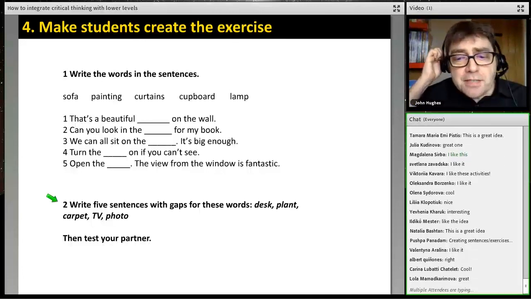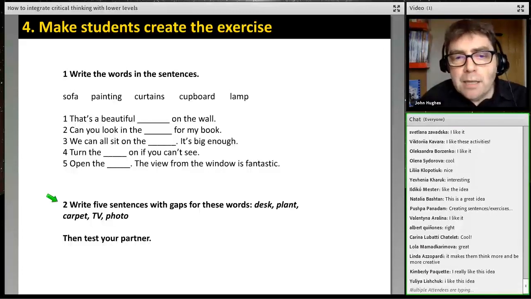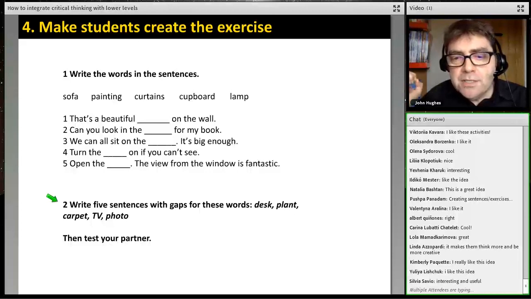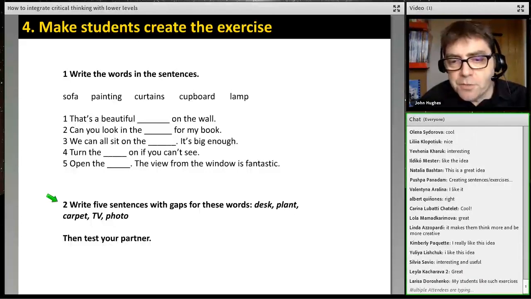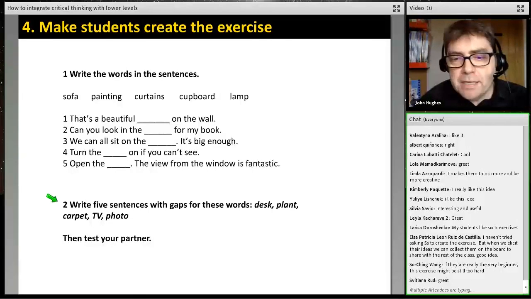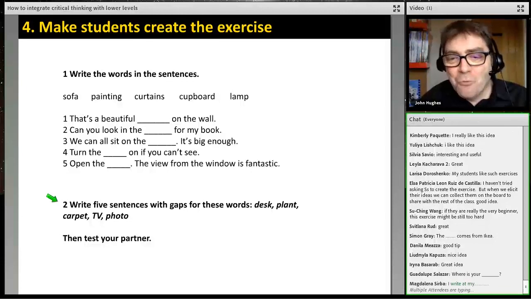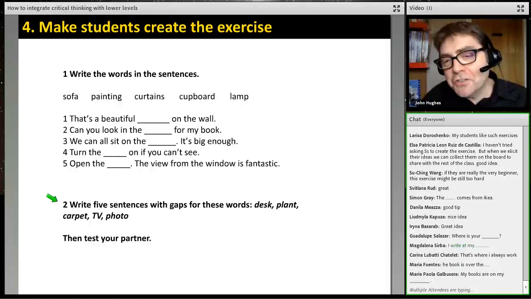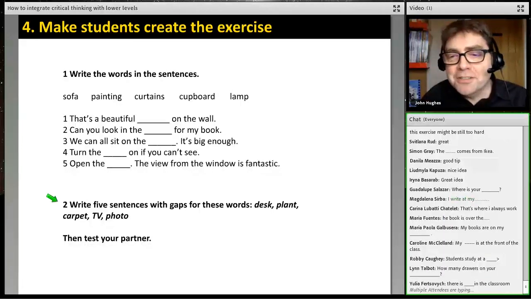Let's try this out. We'll have a quick competition. Could you write a similar gap sentence with the word desk? Okay, let's see who can write the best one in the chat room. Write me a gap fill with desk. The desk comes from IKEA. Very nice. Where is your desk? Okay, Guadalupe, but you need some more context than that, because the other students got, I write at my desk is nice. The book is on the desk.